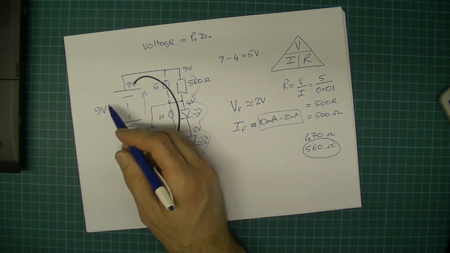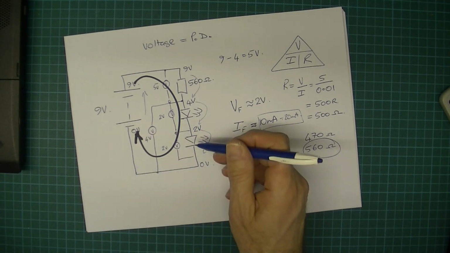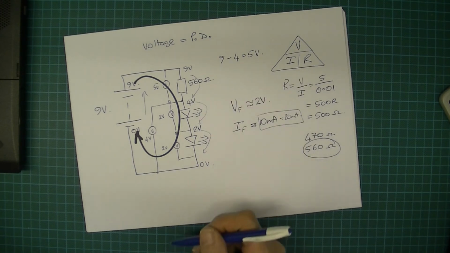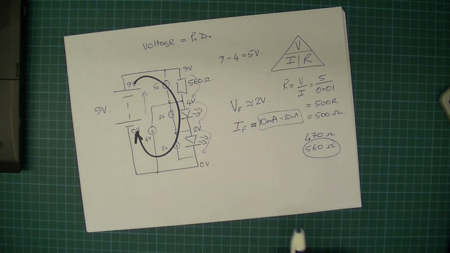If, for example, you had a 3 volt battery, you wouldn't be able to have them in series, because 2 volts and 2 volts is 4 volts of drop, which you can't provide with 3 volts. So then you would have to rewire it in some other configuration.